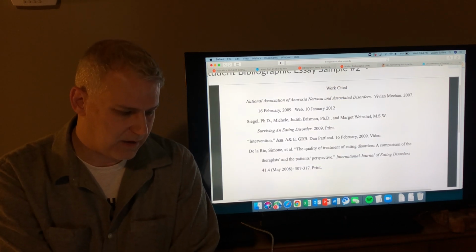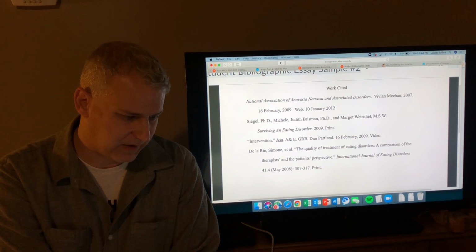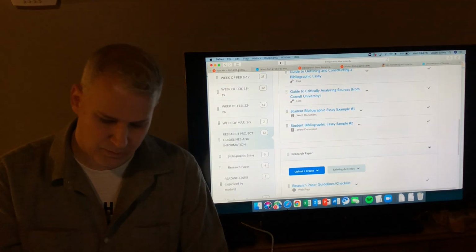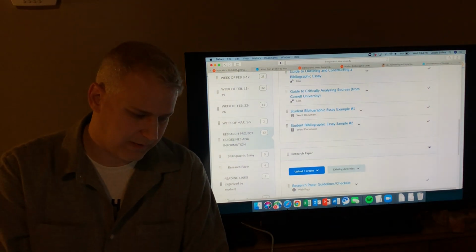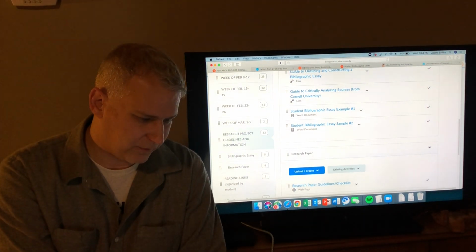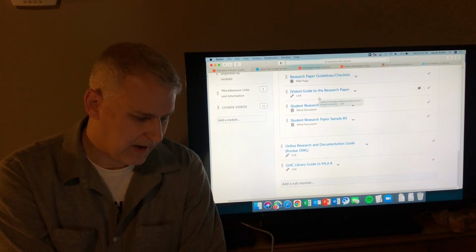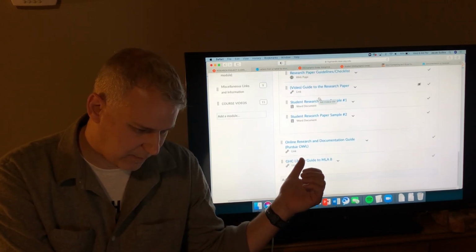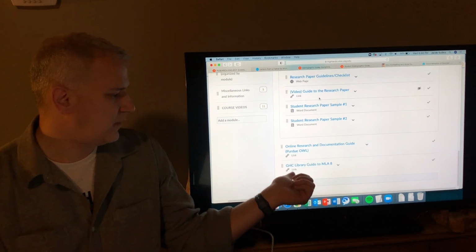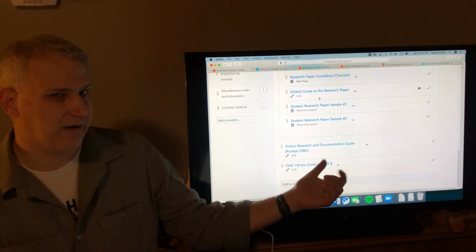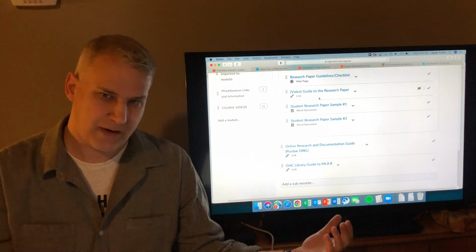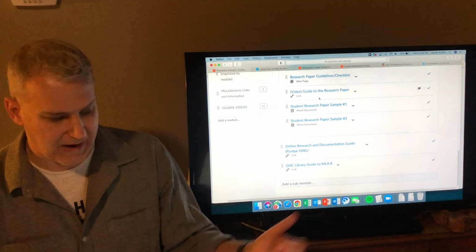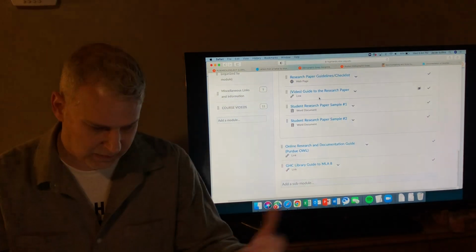If you get down to this and you're not sure how to make an MLA works cited list, and you're just like, I've never done this, or I've always used some online resource to make a works cited list, MLA format is really easy. And at the very bottom of the research project guidelines and information, there's a couple of resources. The Online Research and Documentation Guide from the Purdue University Online Writing Lab, OWL, and the Highlands College Library Guide to MLA 8, which is the most recent MLA.